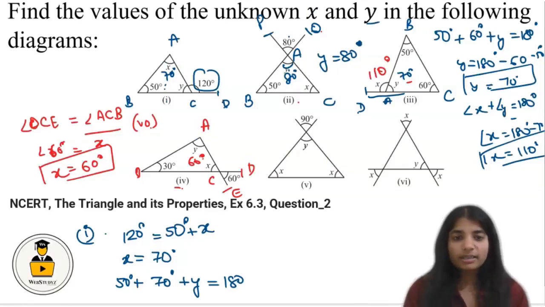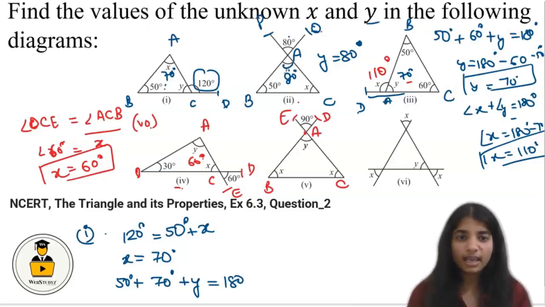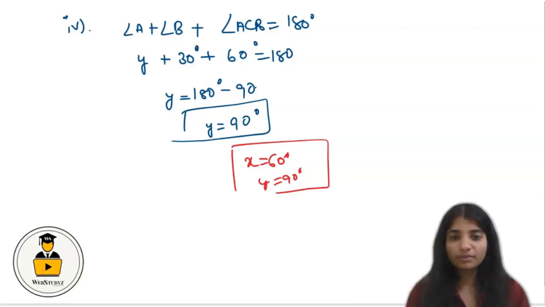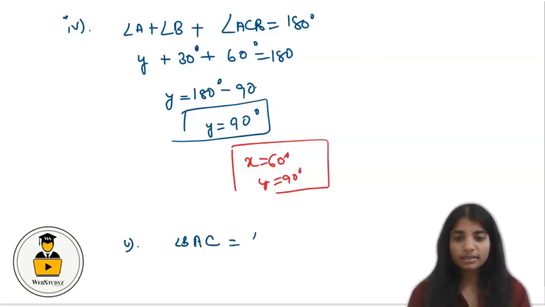So in this fifth part, let's name this as A, this is B, this is C, this is D, and this is E. So from here, it is clearly visible that angle DAE is equal to angle BAC, which are vertically opposite angles. So considering part 5, angle BAC is equal to angle EAD, which are vertically opposite angles. So from here we get the value of angle y, that is equal to 90 degrees.